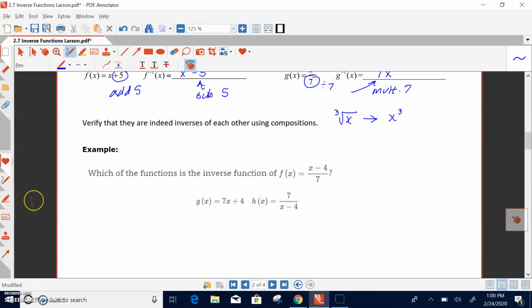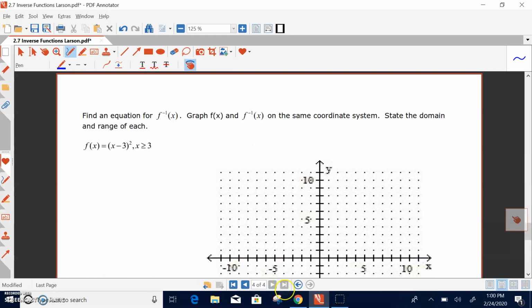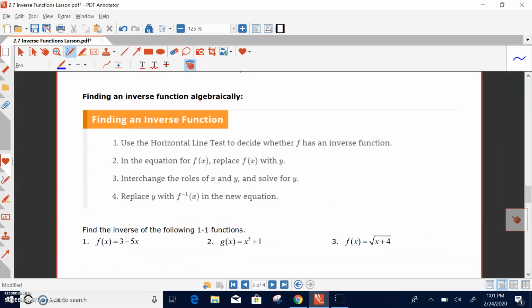So here's a question. Which function would be the inverse of this one? So let's take a look at this original function, and we're going to figure out which of these two is the inverse.